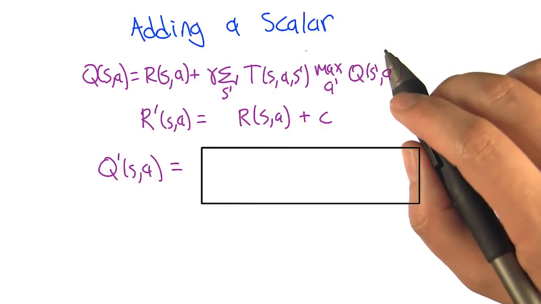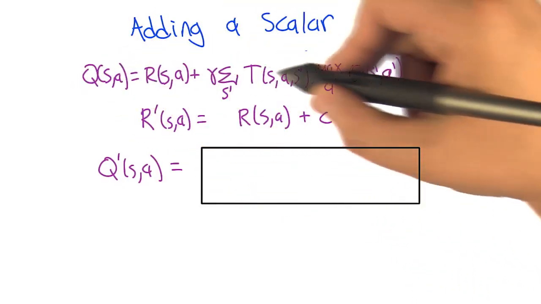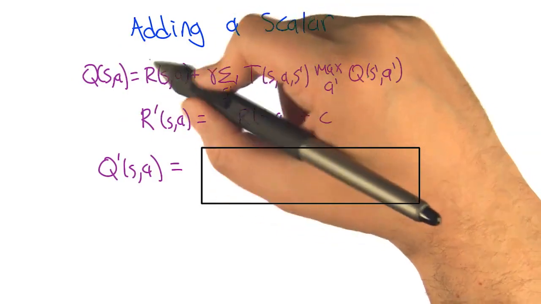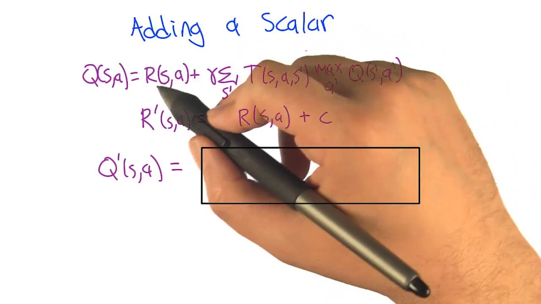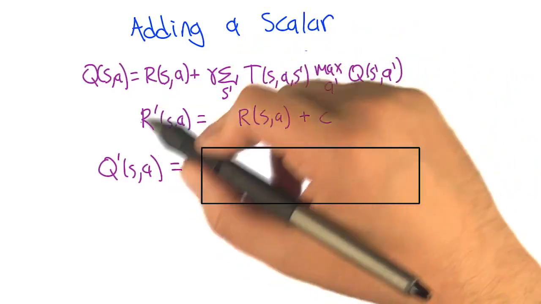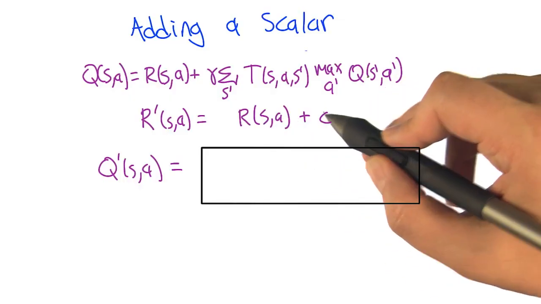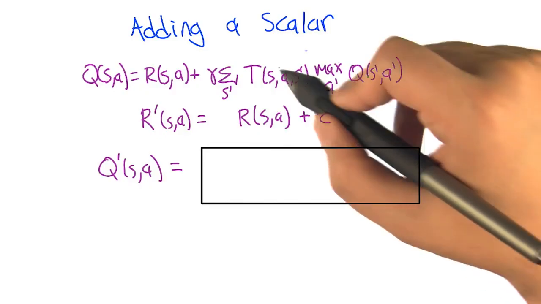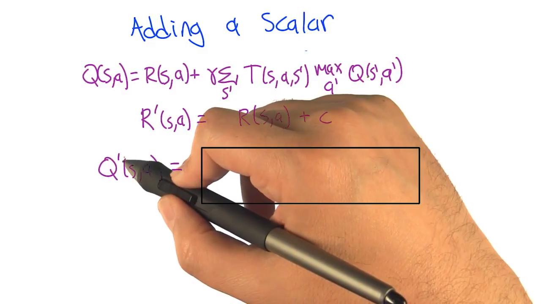All right, so the next thing we said we would do is consider adding a scalar. So again, I wrote the Bellman equation for some reward function R. So this is the target behavior if we use R as our reward function. And now we're going to replace R with a new reward function, R prime, which is the old reward function plus this constant C. So now on every step, we get an additional C reward that we wouldn't have in the original thing. So what does that do to our Q function?